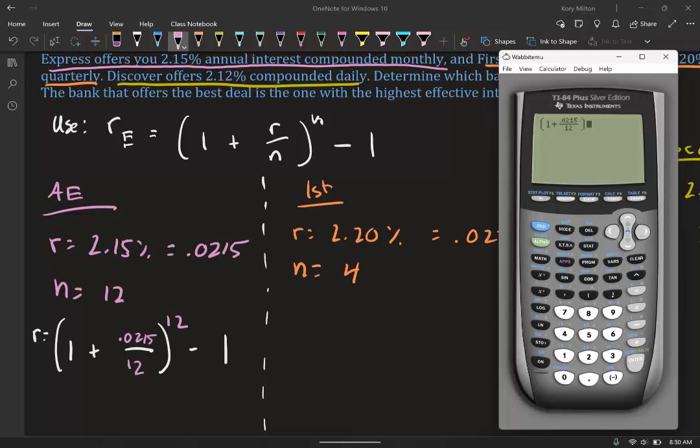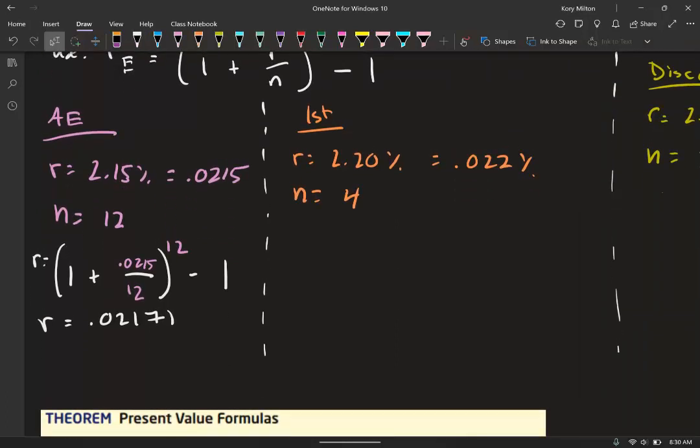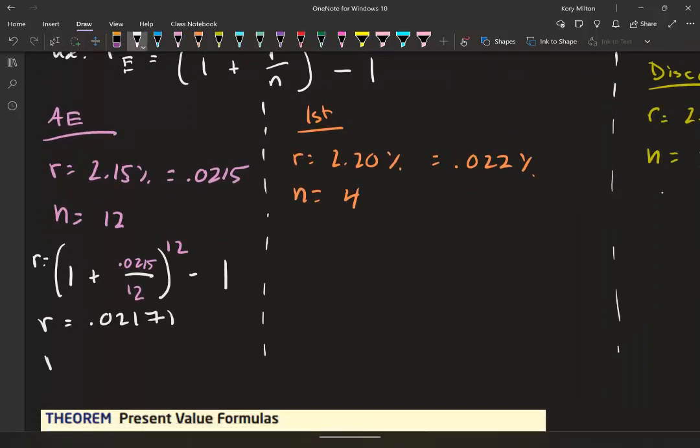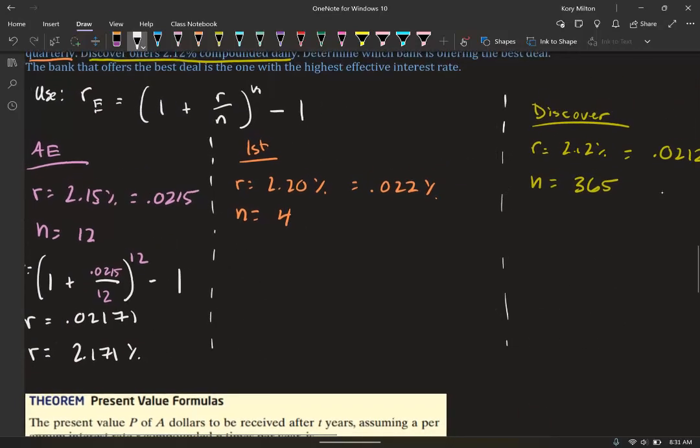Close out those parentheses. It has to the power of 12. And then all minus 1. And we get 0.02171335. So if our rate is 0.02171, that means our rate as a percentage is 2.171%. Now we have to do them for each and every single one of them.